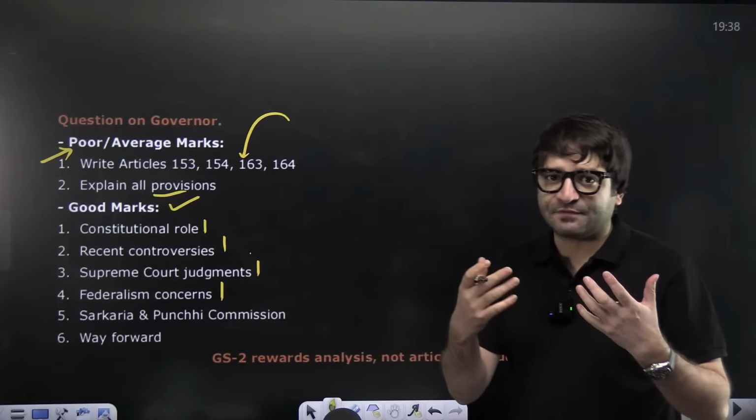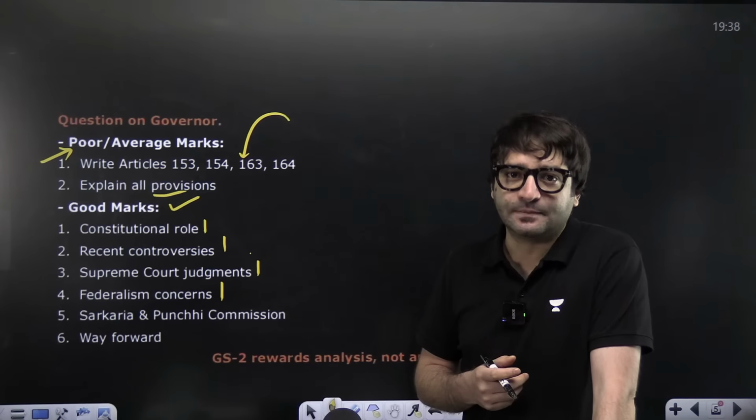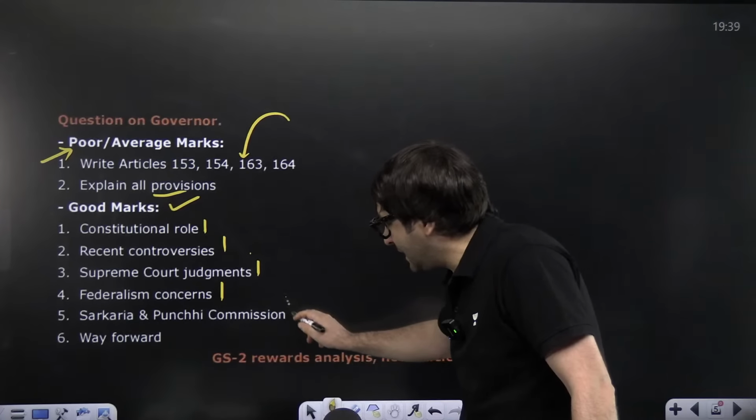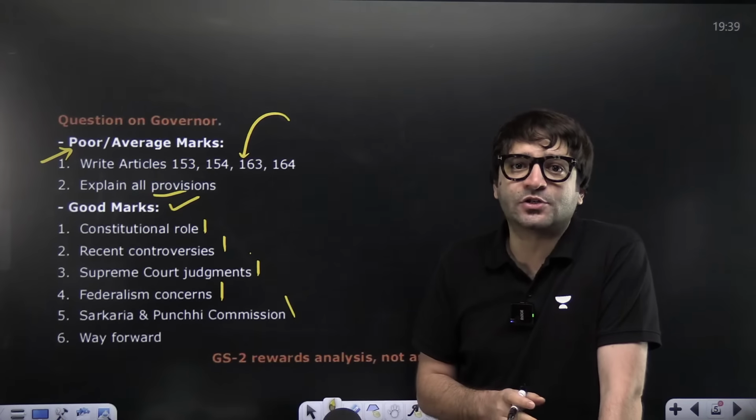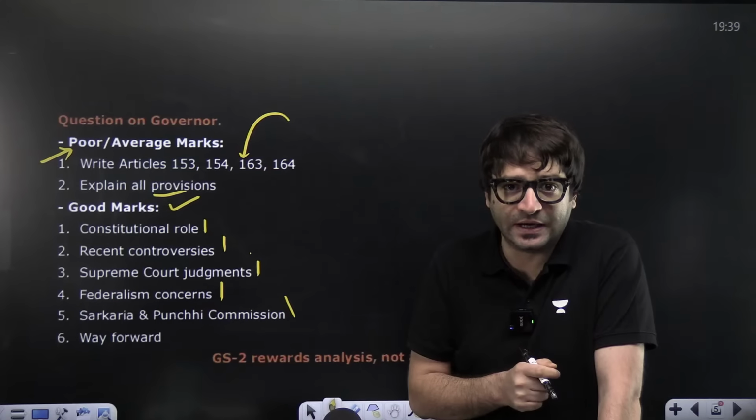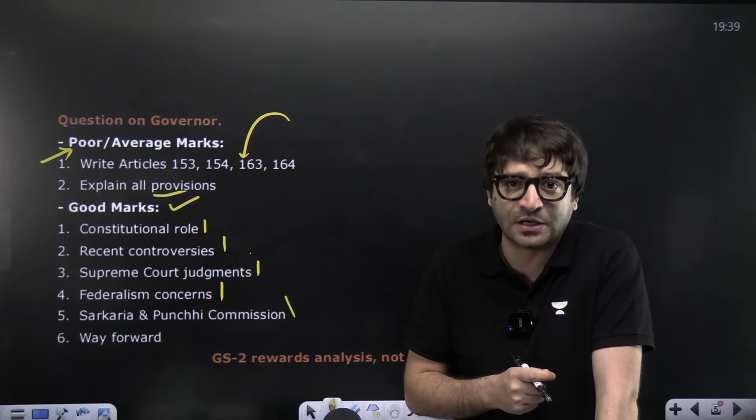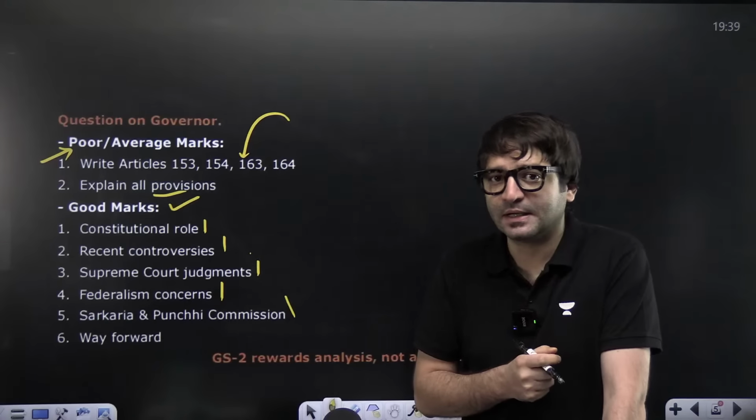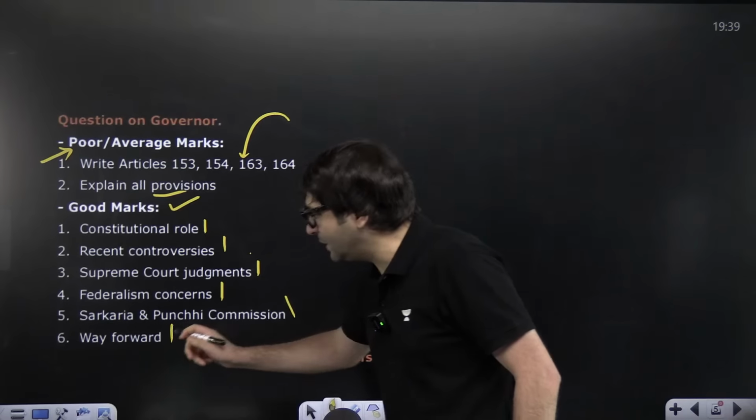Federalism concerns, because after all, the governor is appointed by the center. Sarkaria Commission and Punchi Commission recommendations. Or you can even cite the Kurian Joseph Committee recommendations, the latest one which was set up by the state of Tamil Nadu. That's also a value addition point. And then a proper solid way forward.